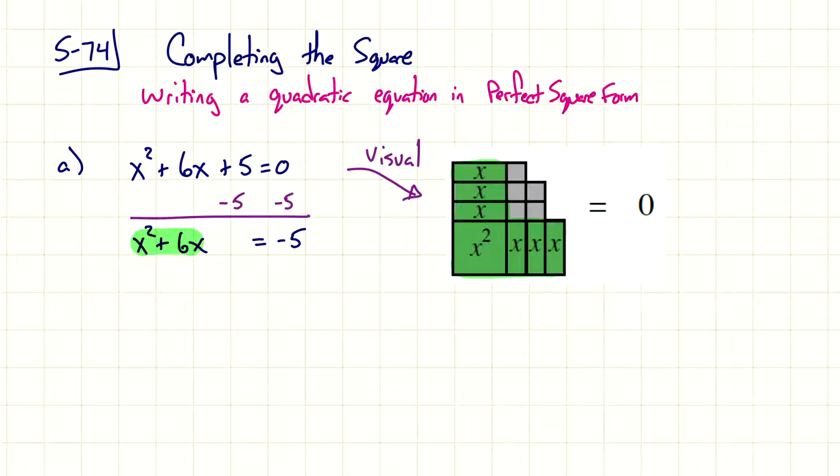All right, so I've started this one for us. This one is x squared plus 6x plus 5 equals 0. We're going to try to solve this one completely.